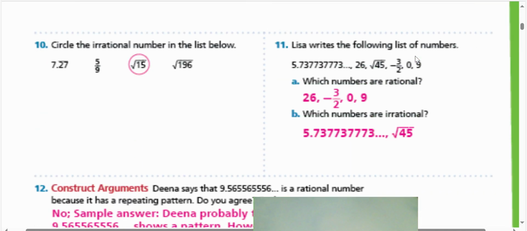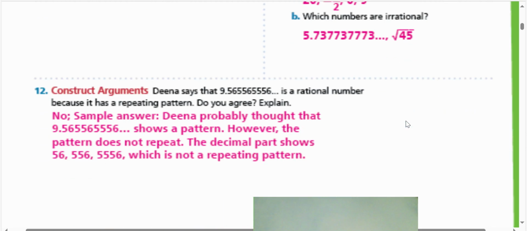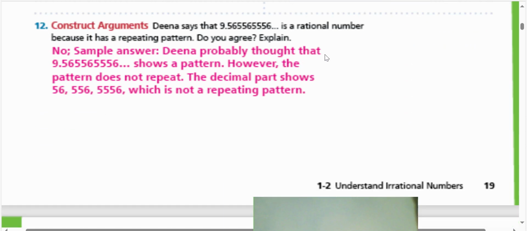Okay. Circle the rational number here. The irrational number will be square root of 15. And for these numbers here, we can write which are rational and which are irrational. Negative 3 over 2 is a rational number, and choose the 4 numbers here. The irrational number will be 5.73773, we call that what? Irrational, because it's non-repeating. Square root of 49 is a rational number. This number here is non-repeating, because we call it an irrational number.